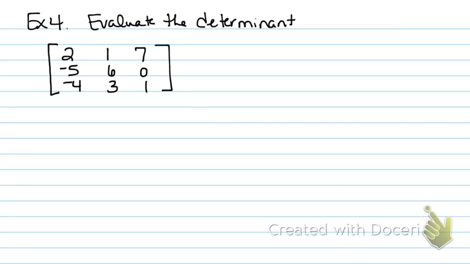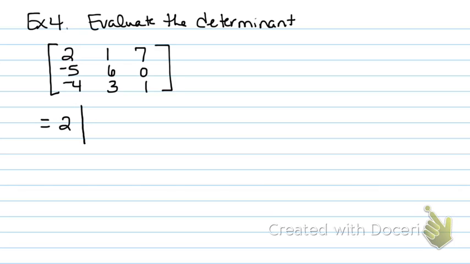Okay, example 4, we're going to evaluate the determinant of this 3 by 3 matrix. So, let's set it up. Remember we said we're going to take our first a, so 2, and multiply it times the determinant.